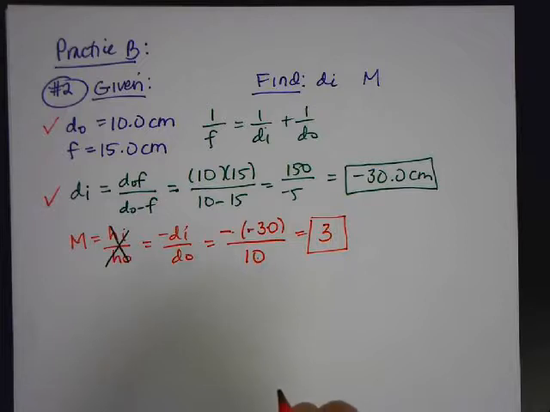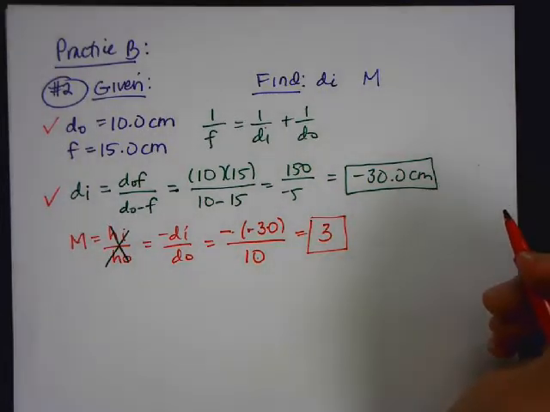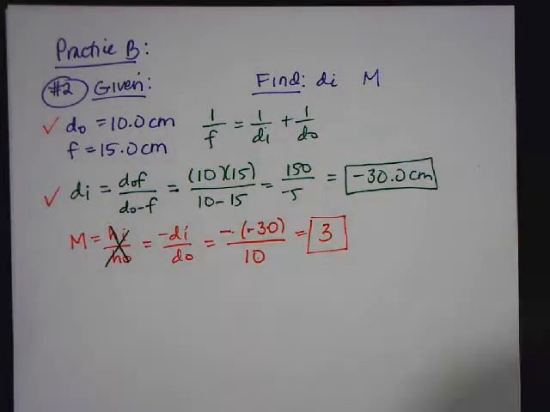And then the question said, describe the image that he observes. It's upright, but if I wanted to calculate that, I could use hi over ho is equal to negative di over do. Okay. All right, let's go on.